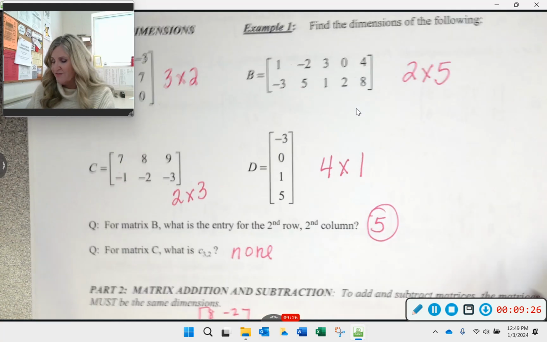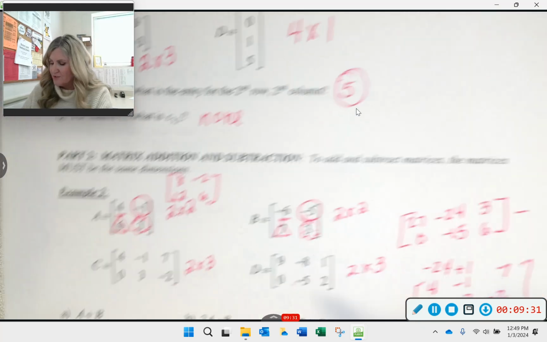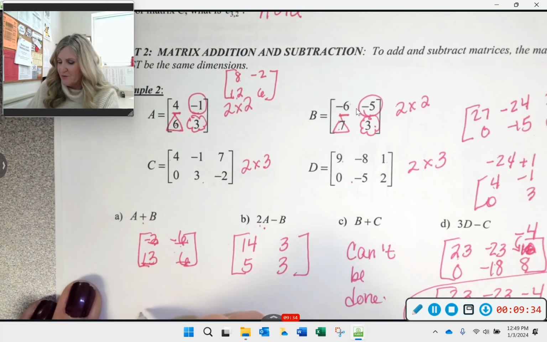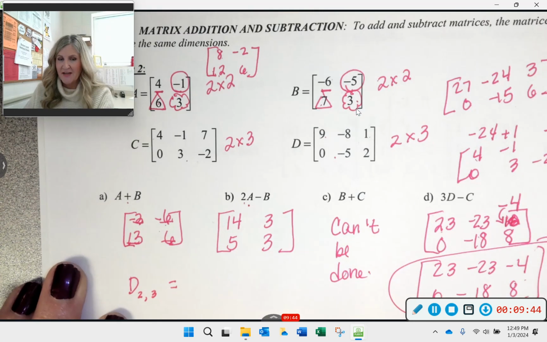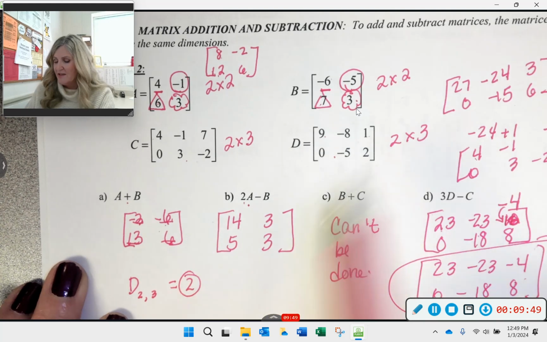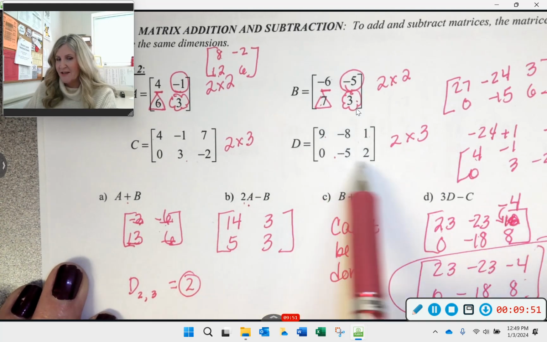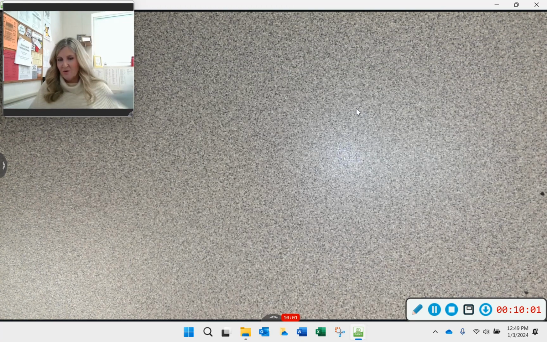Okay, and then just to finish up, what if I asked you, in matrix D rather, for that entry that's in the second row, third column, could you tell me what that is? And you should say 2 for that. This is going to be important that you understand that location when we do the work that we're going to do tomorrow with multiplying matrices. That's going to be much more difficult. All right.